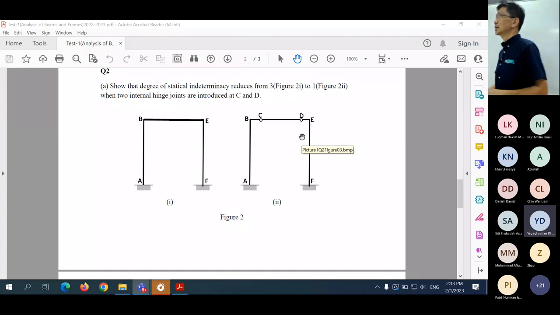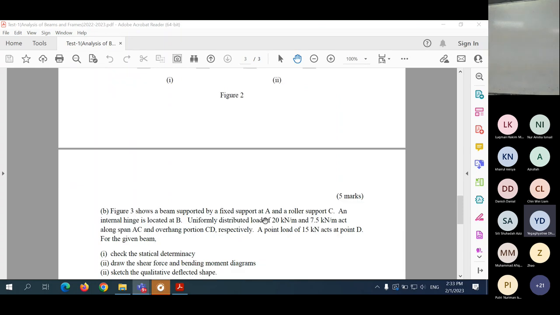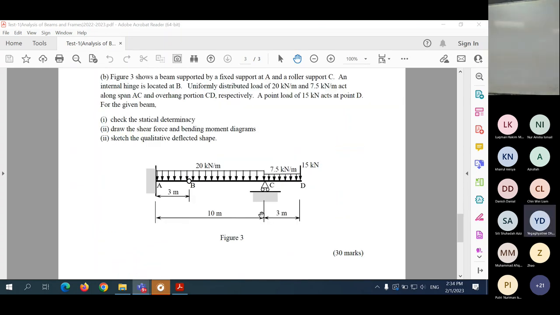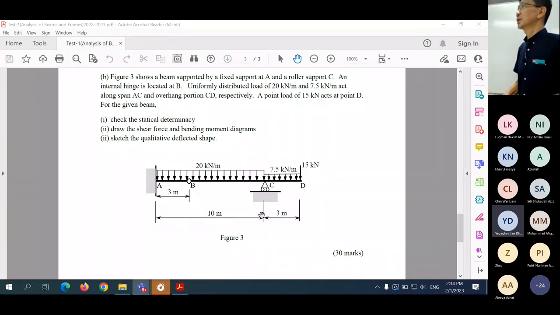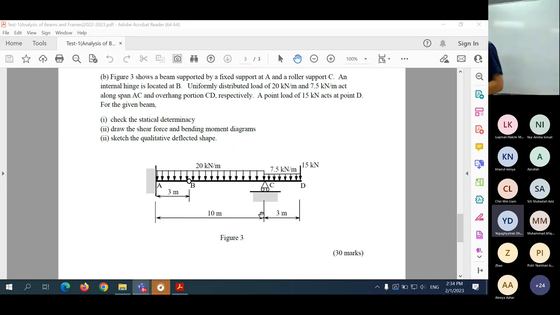part, where I use an example of a frame, asking you to show that the degree of statical indeterminacy changes from 3 to 1 as we introduce hinges in this question number 2 part A. So these are the things that you are expected to know. Also, one of the main topics that you will be tested on is drawing the bending moment diagram and shear force diagram of a beam, and also sketching the qualitative deflected shape. So using these test questions, I'm going to go through with you the important points that you should be aware of. Okay. I'm going to use the whiteboard directly.